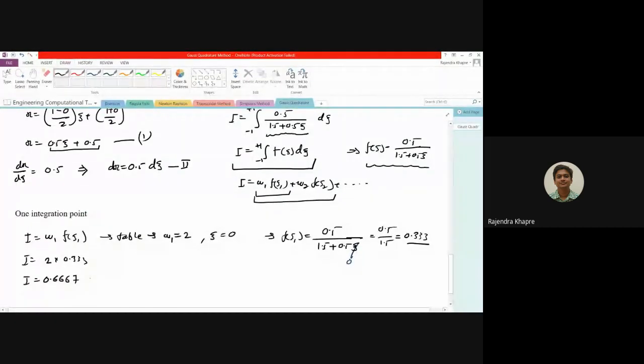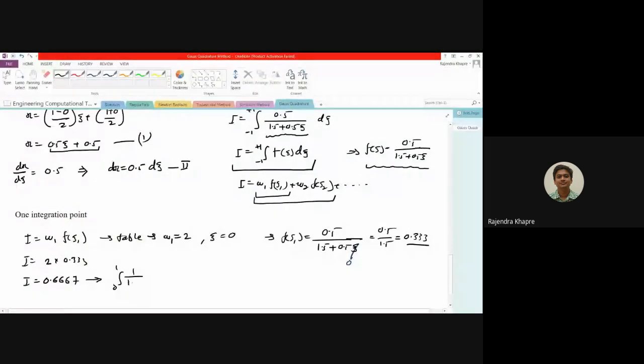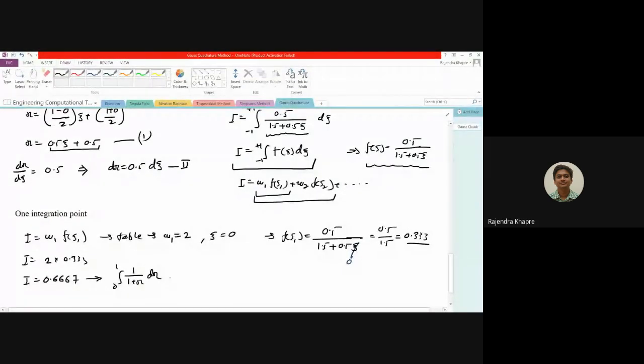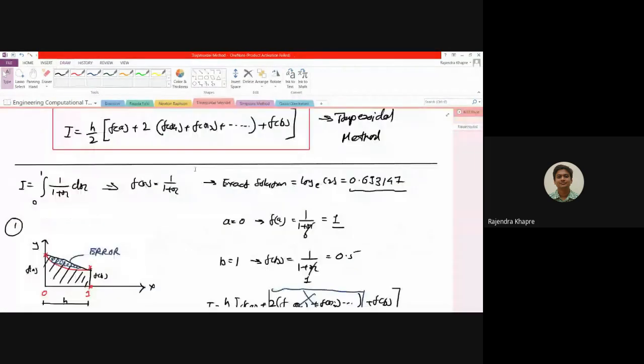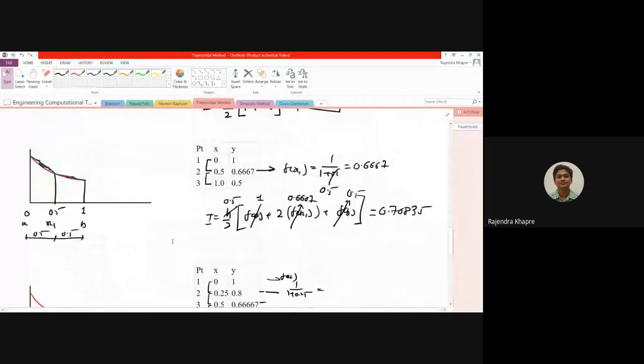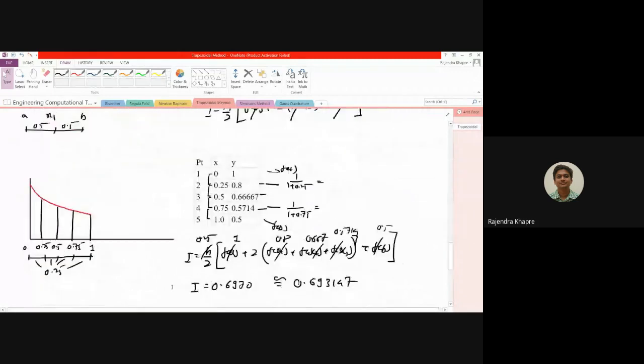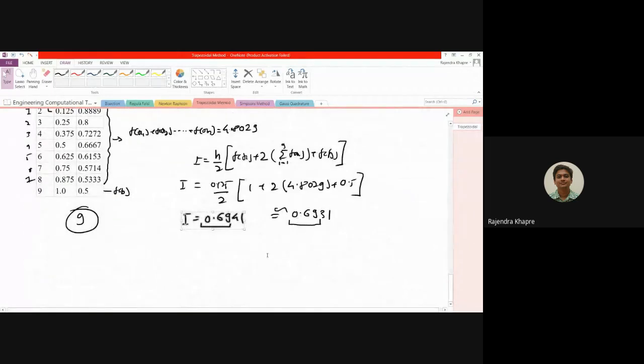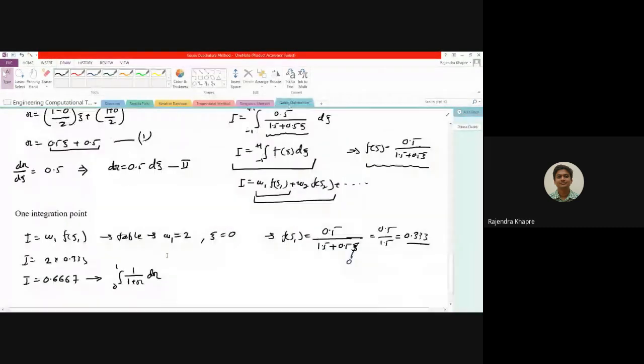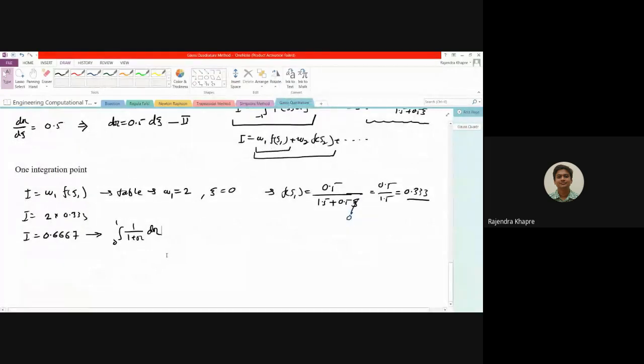0.66667. Okay, so this is basically the solution of the integration from 0 to 1 of 1 upon 1 plus x dx. This is the solution if we are using only one integration point. And if you refer to your previous notes, when we used the trapezoidal method, we received the solution 0.6931, isn't it? So the actual solution is 0.6931, and with one integration point you are getting 0.6667. So you can see there is a difference.